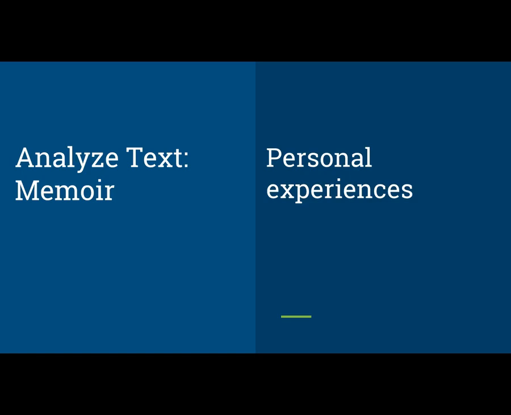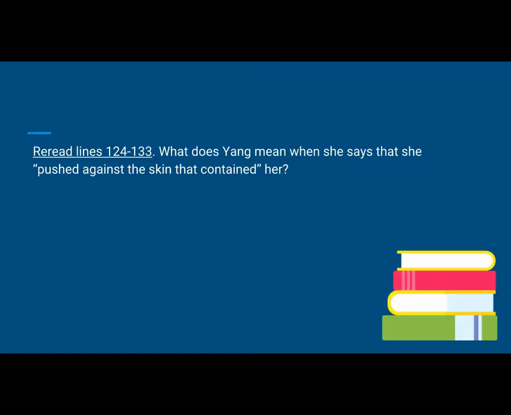Notice Yang's efforts to fit into the world around her, despite the inner turmoil she's feeling. Reread lines 124 through 133. What does Yang mean when she says that she pushed against the skin that contained her? Pause while you think. She is growing and changing while still trying to maintain the life and relationships she has always known.